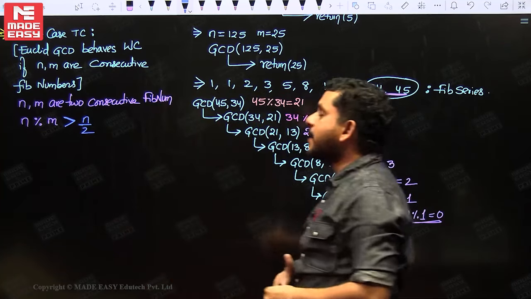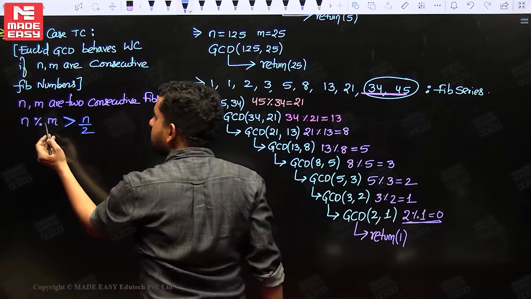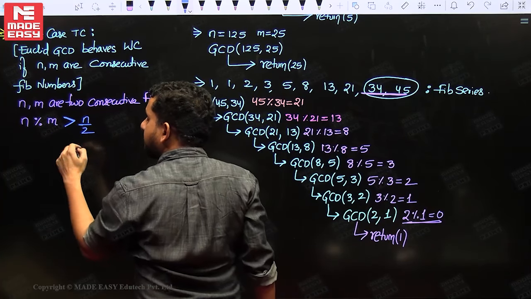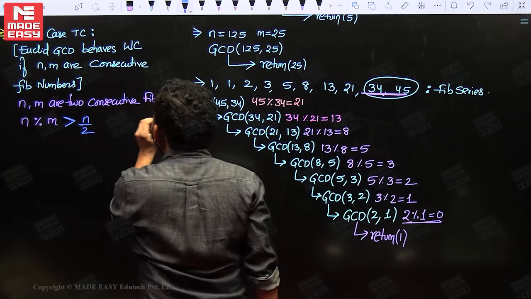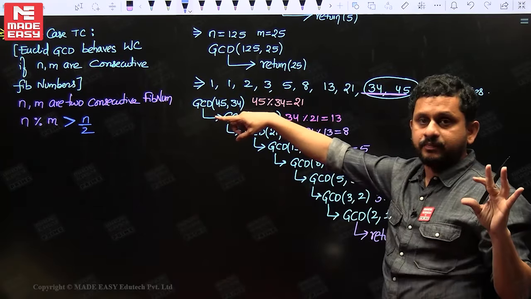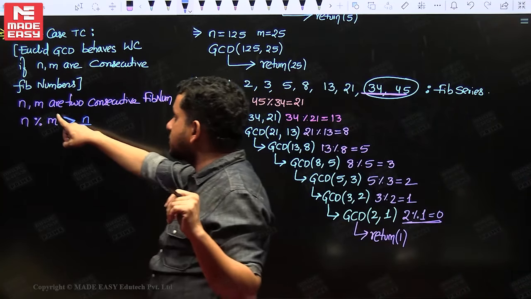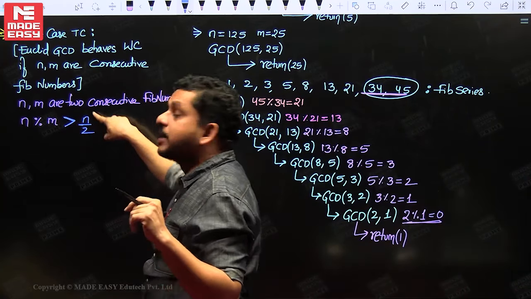Not too small compared to n/2, almost close to n/2. So it is the closest value to n/2. But if n and m are not consecutive numbers, n modulus m becomes too small compared to n/2. If they are consecutive, n modulus m is slightly bigger than n/2.